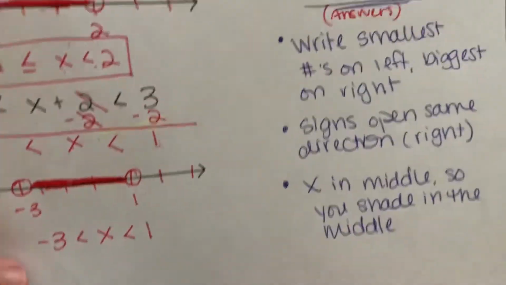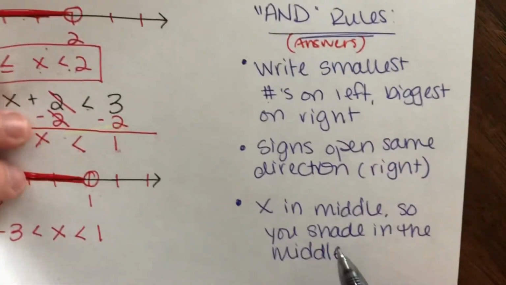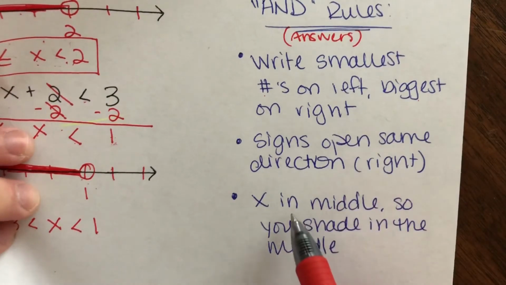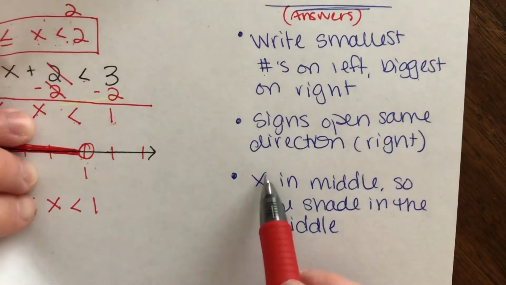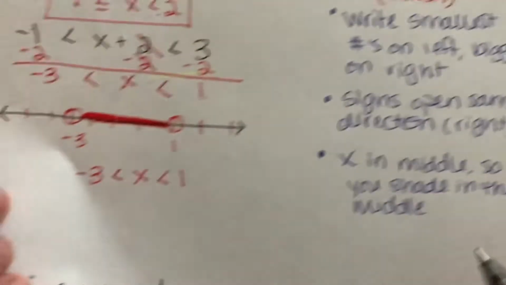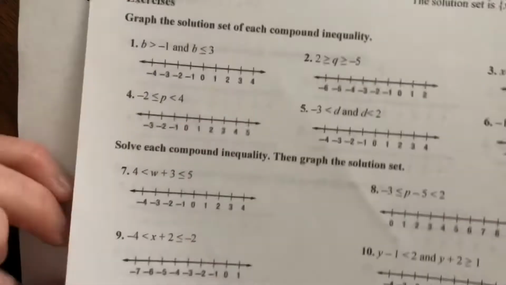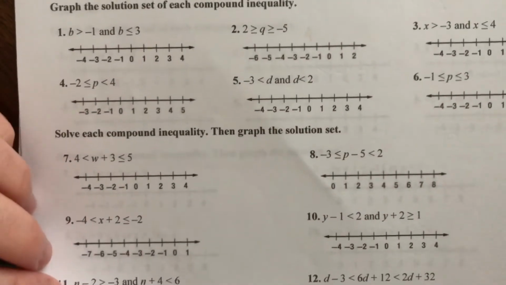Okay, so once again, 3 rules. Write smallest number on the left, biggest number on the right in your answer. Signs always open in the same direction to the right, and x is always in the middle. You shade in the middle. The shaded part represents what x could be, so it's always in the middle. All right, so let's do a couple examples, and then we'll move on to OR compound inequalities.